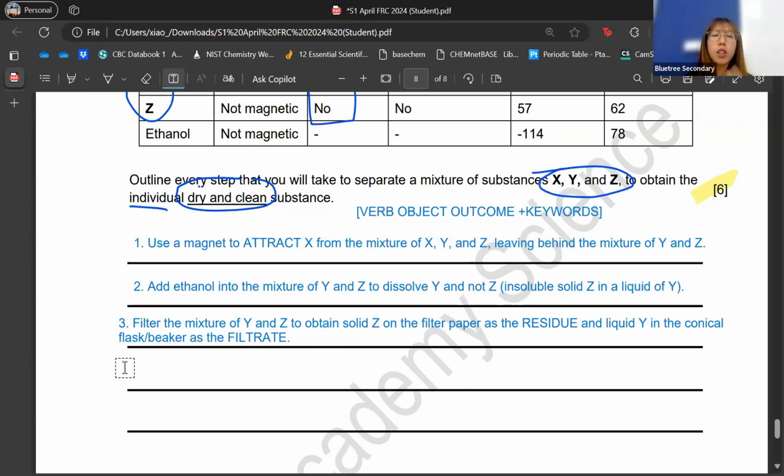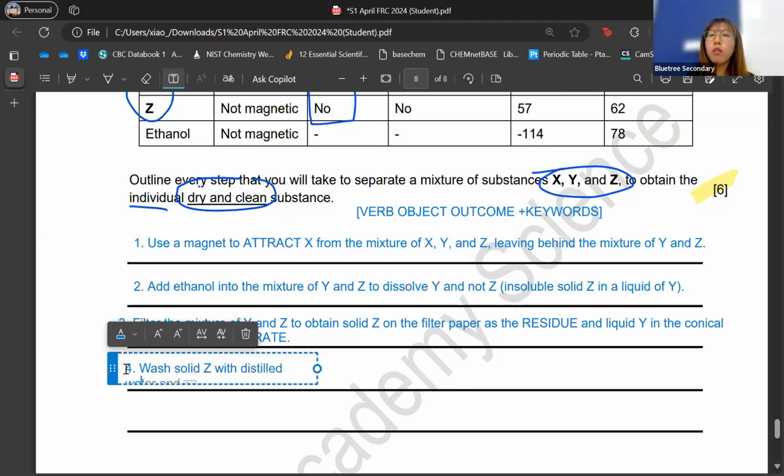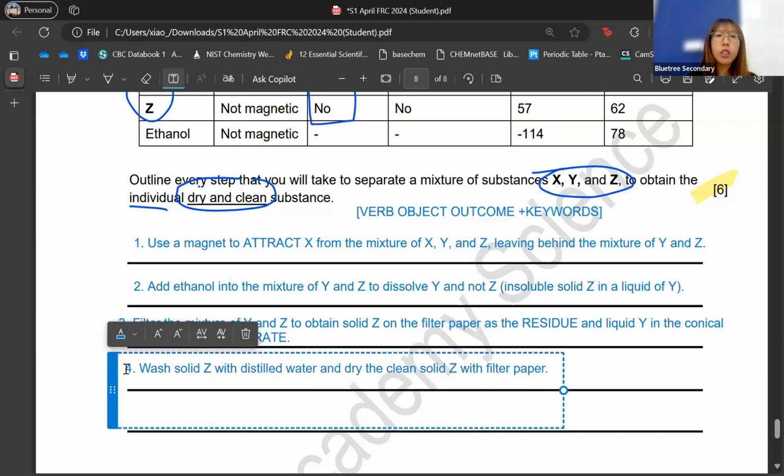But what do we do to make sure it is dry and clean? We wash solid Z with distilled water. So take note, do not write tap water. Do not write water as well, write distilled water. Okay, and then how do we dry it? We dry the clean solid Z with filter paper. Okay, so students, please take note, you only dry solids with filter paper. You do not dry with tissue paper, with your towel paper, and needless to say, with your clothes. Okay, you only dry it with filter paper.